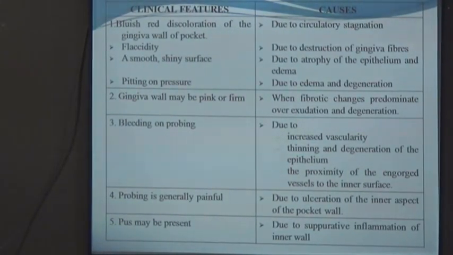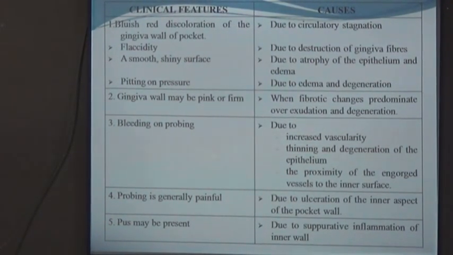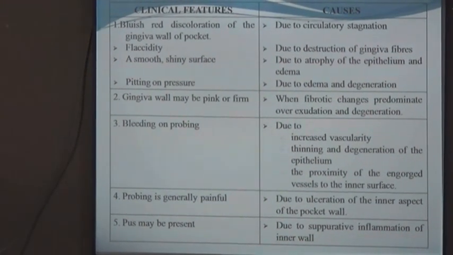A smooth, shiny surface. The usual clinical feature is stippling, isn't it? And stippling is absent in periodontitis. It becomes smooth and shiny because of atrophy of the epithelium and edema. Pitting on pressure is due to edema and degeneration. So these are the clinical features and their causes. And the gingival wall may be pink and firm when fibrotic changes predominate. When fibrotic changes predominate, what will happen? There will be over exudation and degeneration.